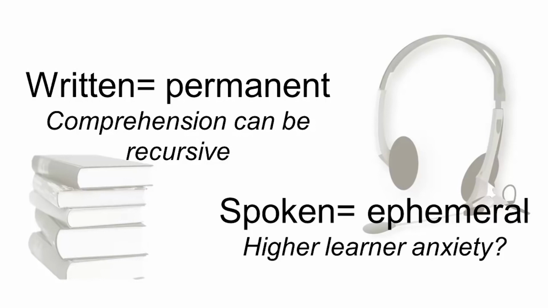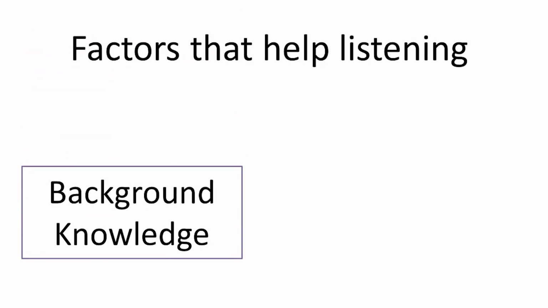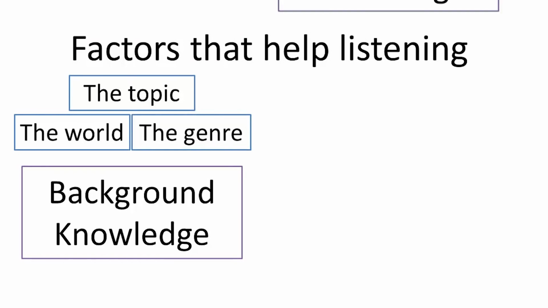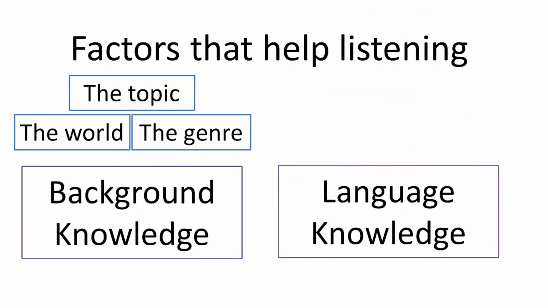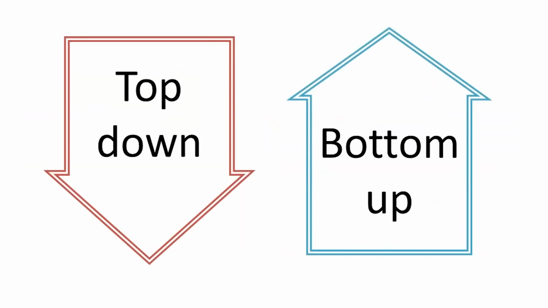So let's look at the things that help us to understand when we listen. These fall into two categories. So there's our background knowledge of something, that's the topic, how it fits into what we know about the world, the genre of the text, all that kind of thing. And then, of course, there's our knowledge of the language itself. So the sounds, the vocabulary, the grammar of the language. So these two things, respectively, are often called top-down processing and bottom-up processing.